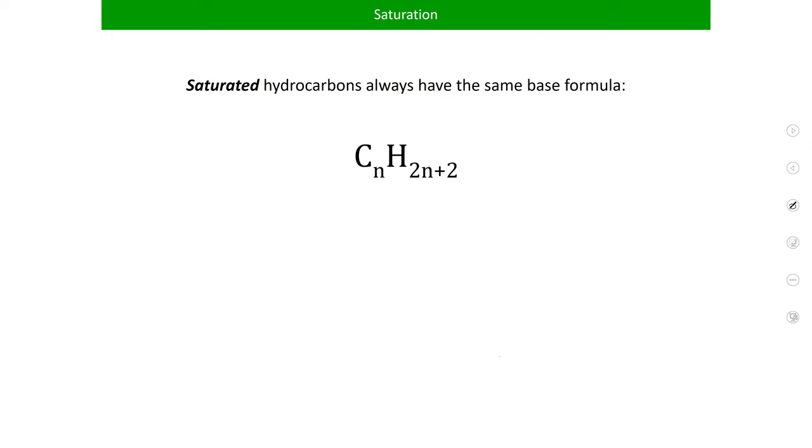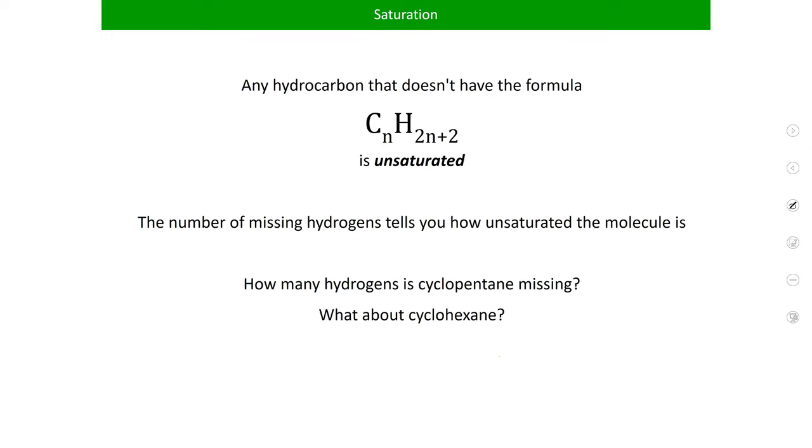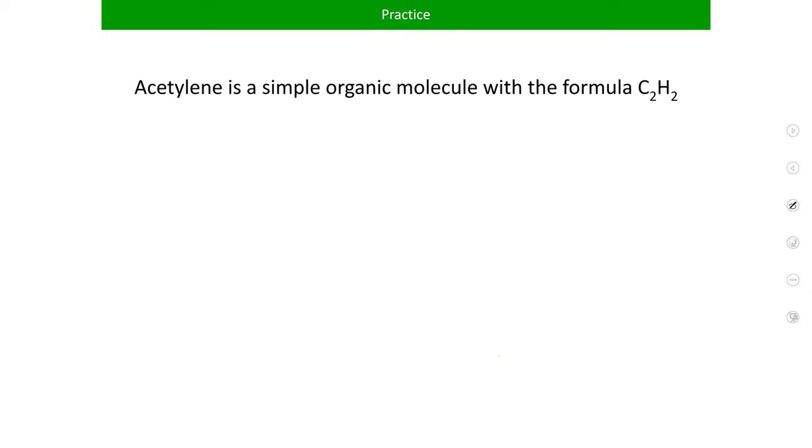All right, we talked about saturated versus unsaturated in that formula the other day. Here's another example. Here's a real world molecule, acetylene, which has the formula C2H2. Does anybody know what you use acetylene for? Torches. Well, thanks. An acetylene torch is what you cut metal with, if you don't have a plasma cutter.